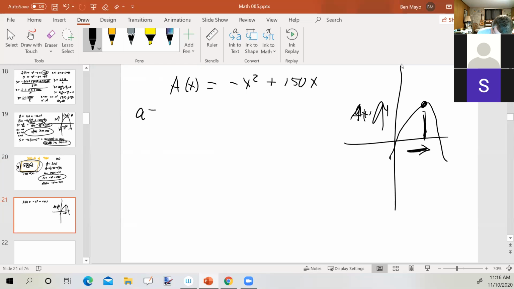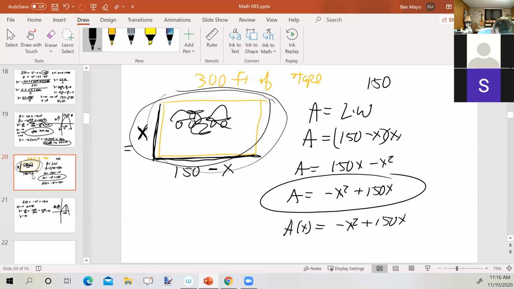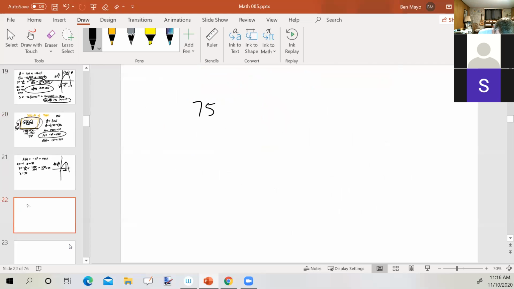So let's see here. A is -1, b is 150, x equals negative b over 2a, negative 150 over 2 times -1, negative 150 over -2 is 75. So x is 75 feet. What's 150 minus 75? Well, that's also 75 feet. So in fact, this rectangle is a square. That's still a rectangle, but it's a square. All right. So the dimensions would be 75 feet by 75 feet.